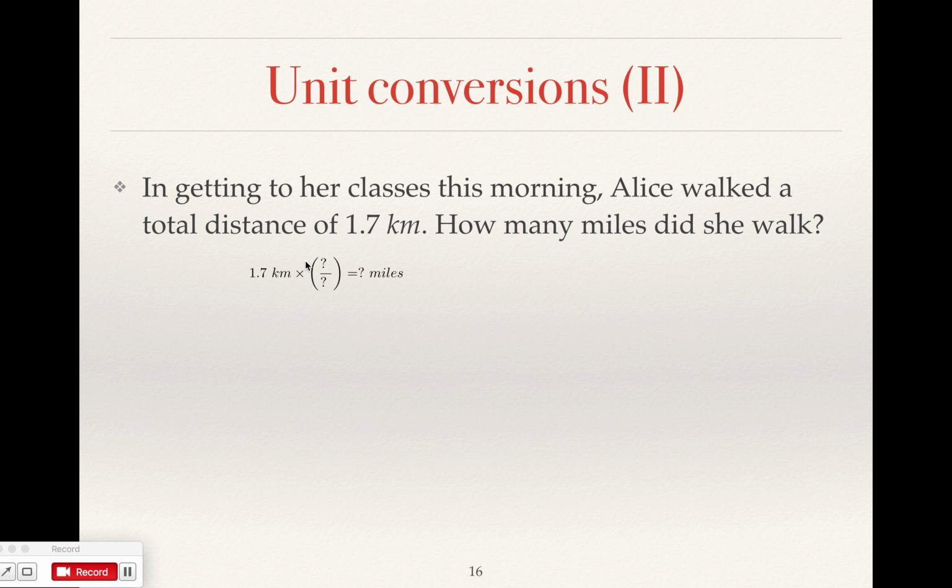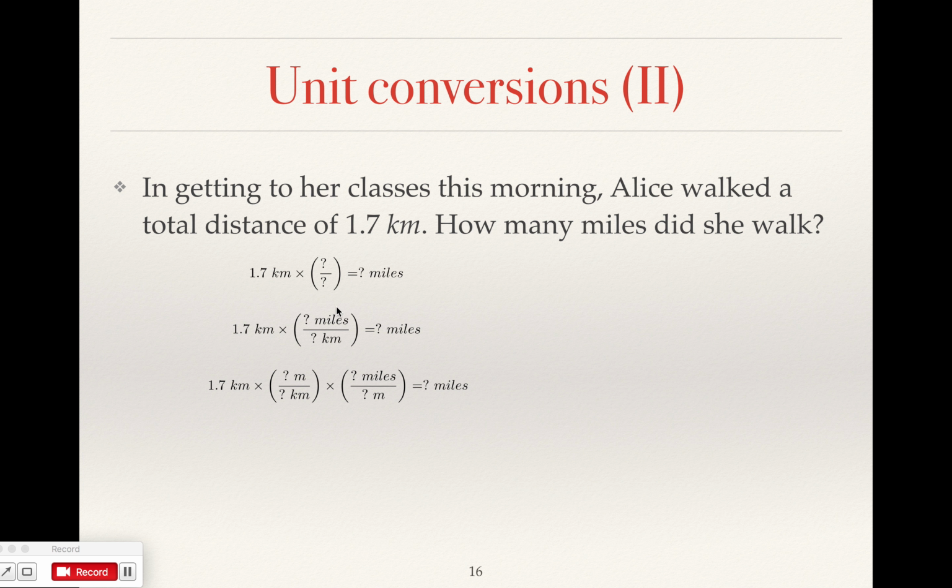So we want to start off with 1.7 kilometers. We want to end up in miles, so we need to figure out what the conversion factor should be. If we start off just thinking about the units, we want the kilometers to disappear. So to cancel out the kilometers, we put those in the bottom, in the denominator. So we're going to have miles on top in the numerator. And now we need to know how many miles are there in a kilometer, or vice versa.